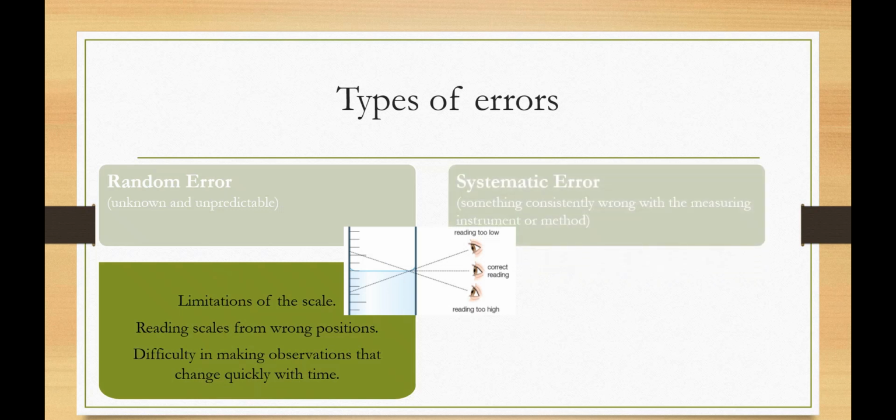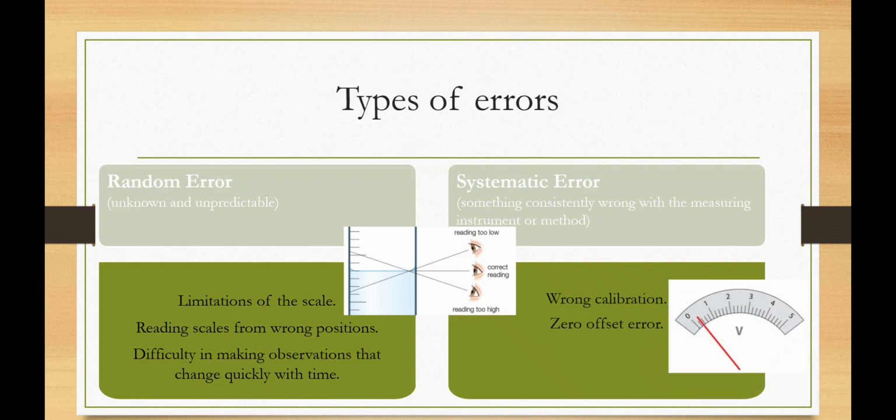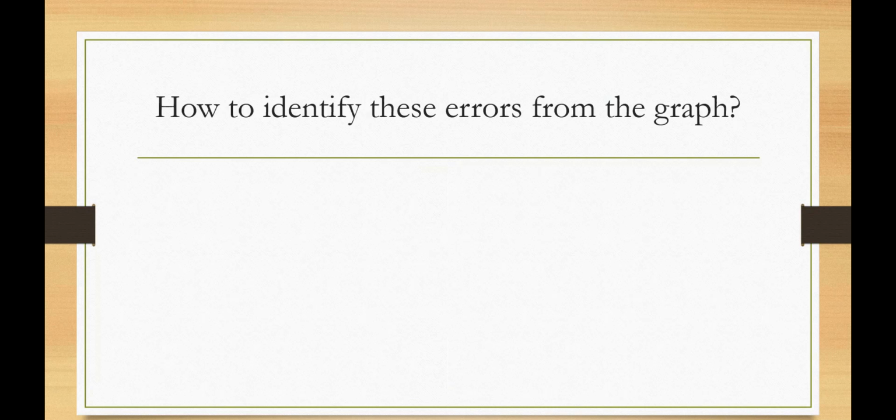If the error is due to wrong calibration or zero error, that is due to the instrument, then we call it systematic error. Note here, repeating the experiment and averaging the data will not reduce systematic errors. So this diagram shows the zero offset error.